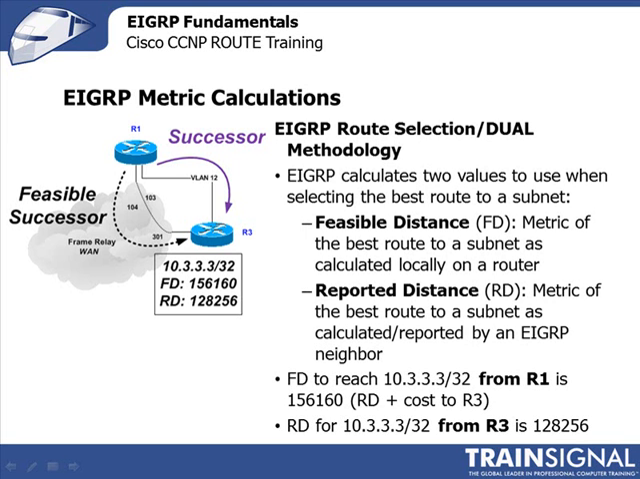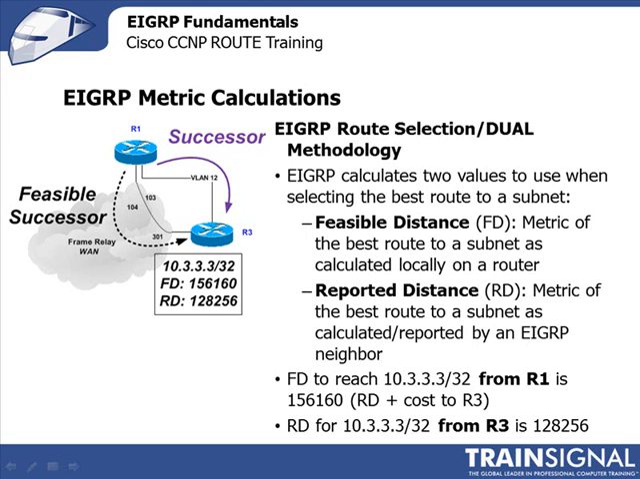For instance, in this particular case, look to the left at the diagram. R1, the feasible distance from R1 to 10.3.3.3/32, that's FD, is 156160. That is how R1 calculates how to get to that route. The next term that's also important is reported distance, and incidentally, sometimes you will hear reported distance described as advertised distance. It means the same thing.